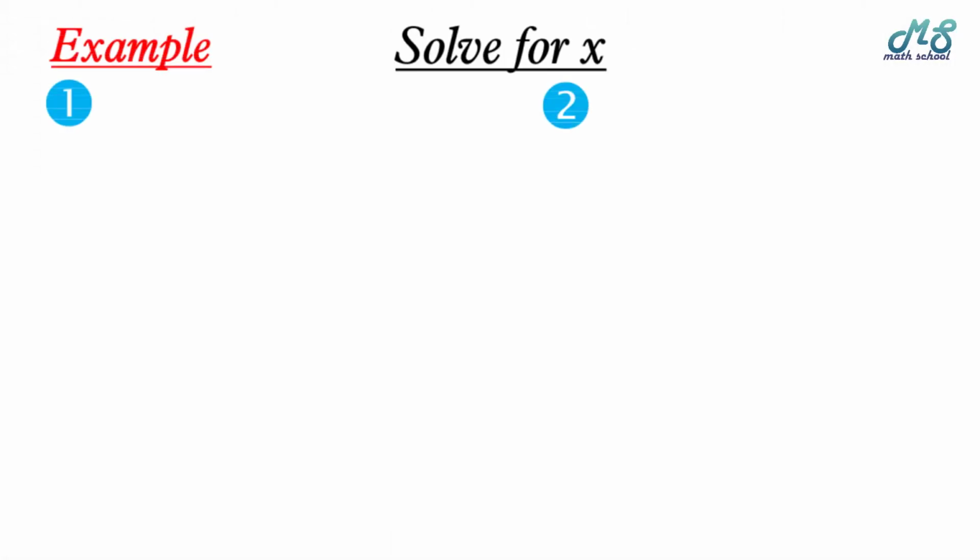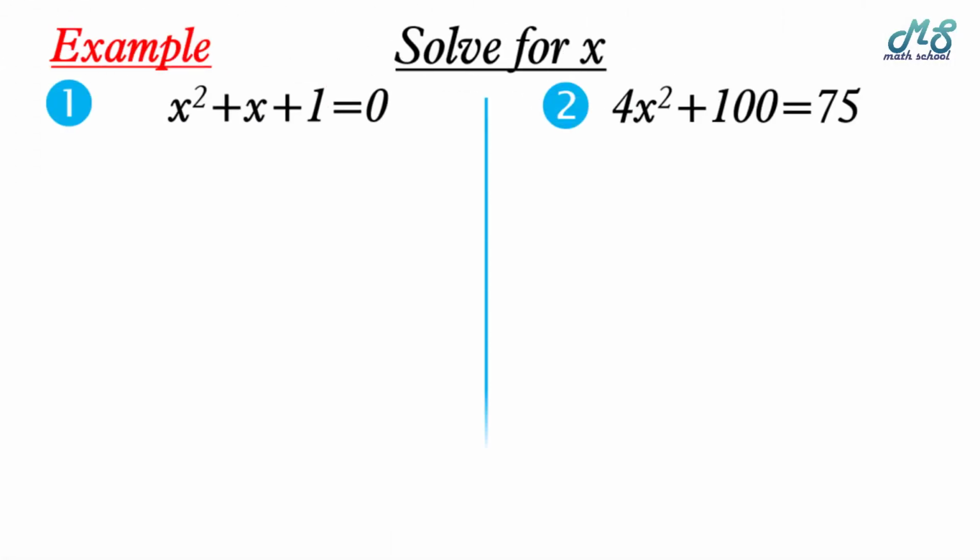Example: solve for x. How can we find the solution of the equation x squared plus x plus 1 equals 0? It will be complex numbers. First, by using what? Yes, the general formula. Write a, b and c. a is what? It is the coefficient of x squared, which equals 1.